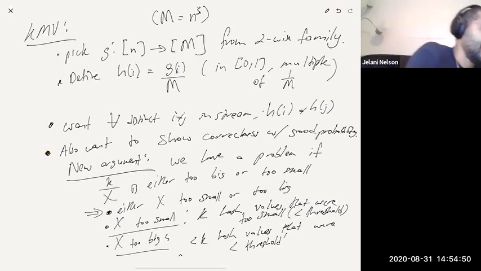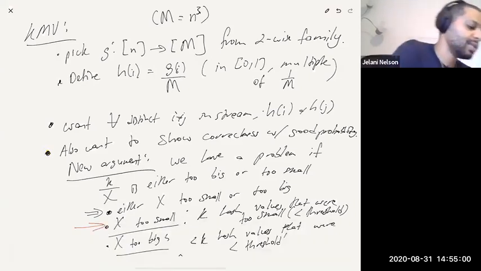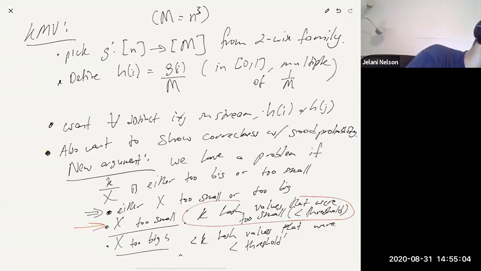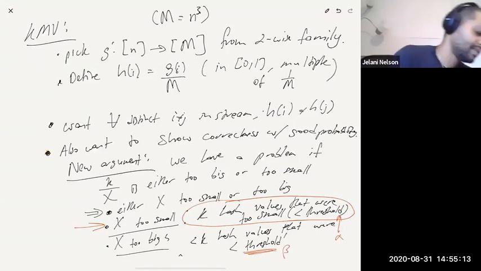Okay. And now, how do you then analyze something like this? So let's look at this case first. We said if x is too small, that means we had k hash values that were too small, less than some threshold. Let's call this threshold alpha. Let's call this threshold prime beta.